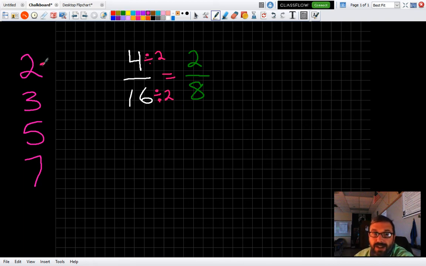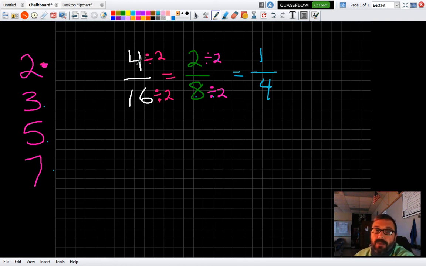Absolutely, because look, I still have this 2. And these are even numbers. So 2 divided by 2, 8 divided by 2. Now I've got 2 divided by 2 is 1. 8 divided by 2, that's 4. Well, now I have an absolute 1 as a numerator. It has no other factors other than 1. So I know that I am now reduced. There are no 2s, no 3s, no 5s, no 7s that go into this number.